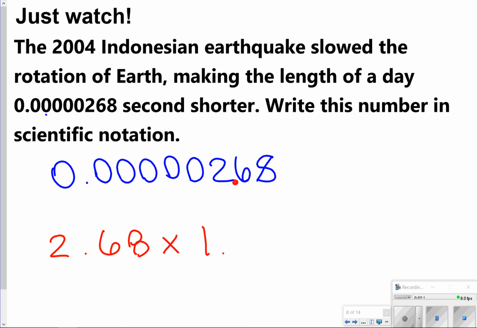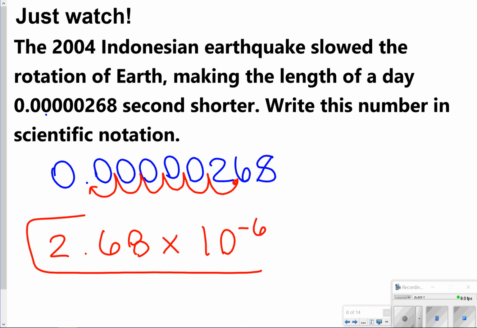Now I just need to figure out what type of exponent I'm going to have. I'm going to have to move this back to its original position. 1, 2, 3, 4, 5, 6. I'm stopping right here because that's where that decimal originally is. And since I moved it 6 times to the left, that 6 is going to have to be a -6.